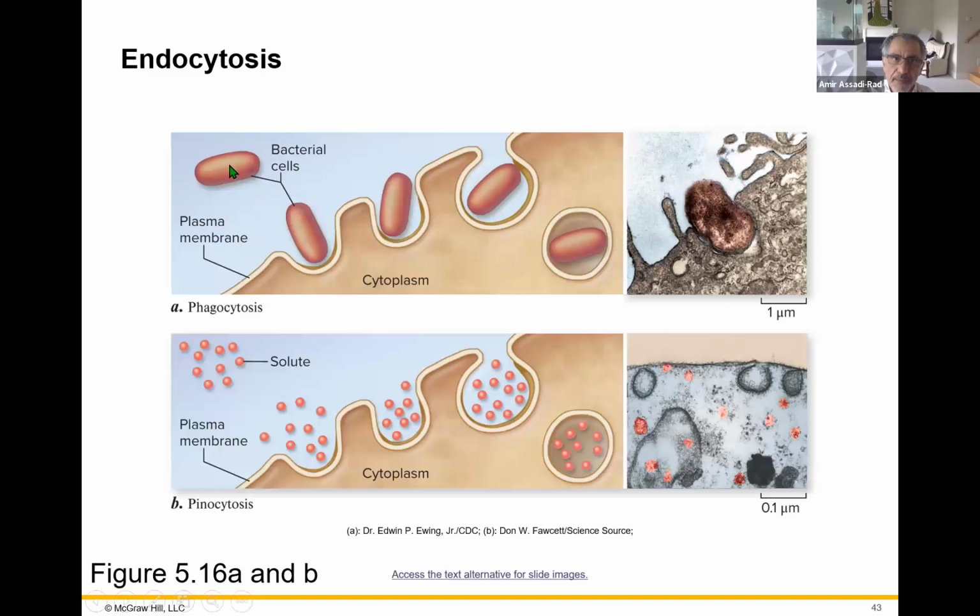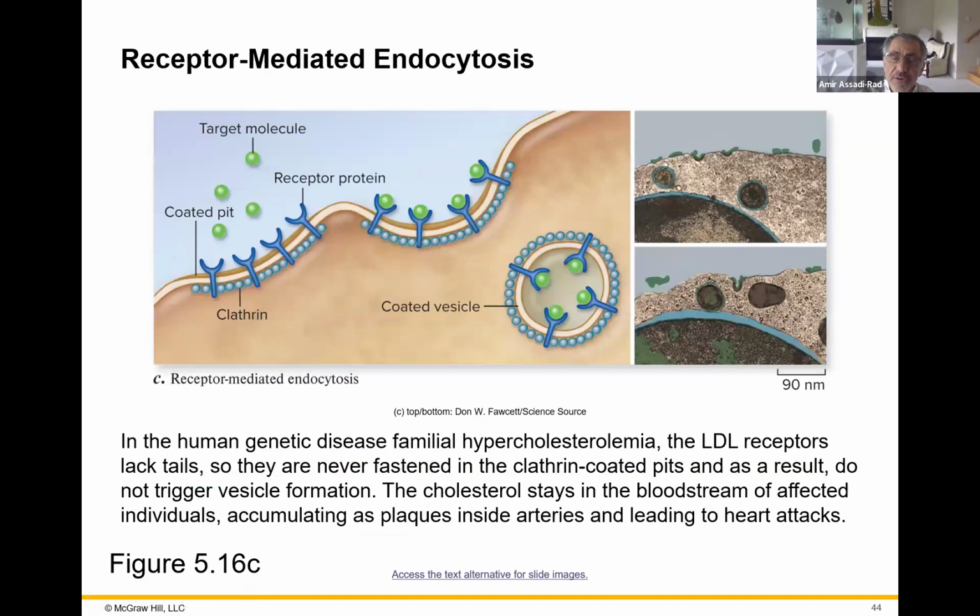Here's a bacteria being engulfed. The cell membrane pinches and forms vesicles around the bacteria. That is phagocytosis. Here's a picture of it. In pinocytosis, you have little solutes, very small molecules. The same process again: form vesicles around it and it goes inside of the cell. Phagocytosis, pinocytosis. Receptor-mediated means these are target molecules.